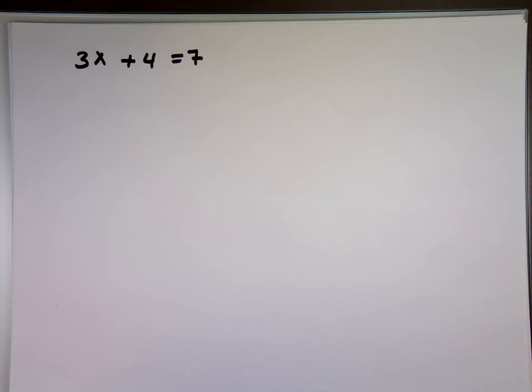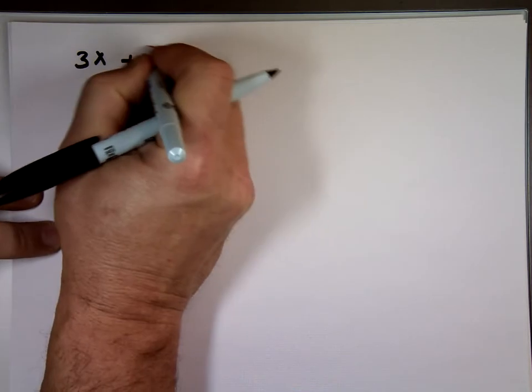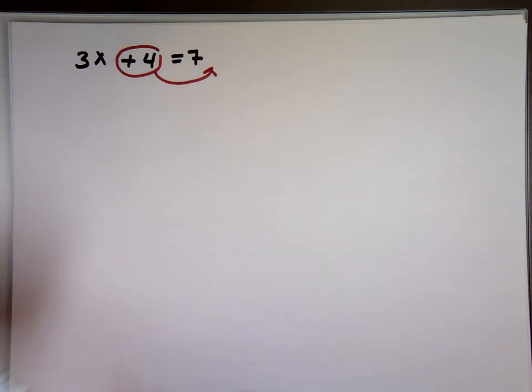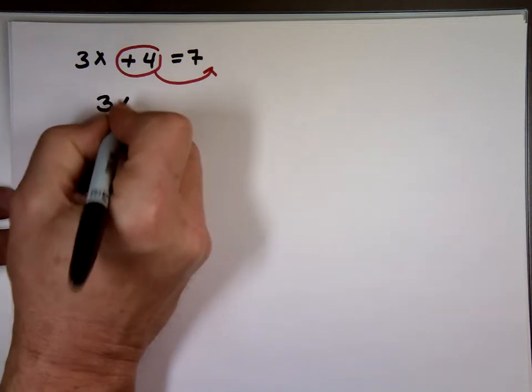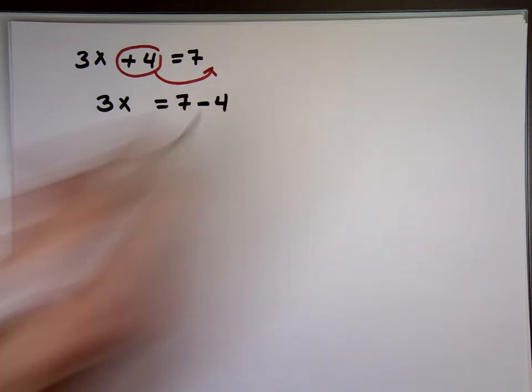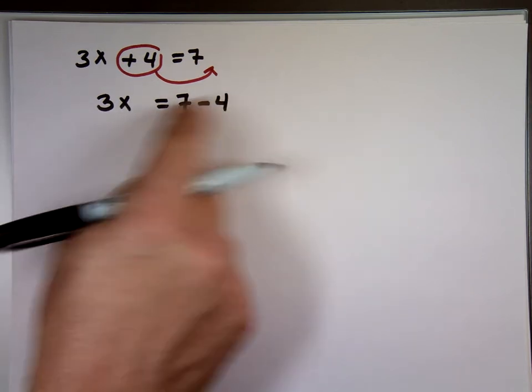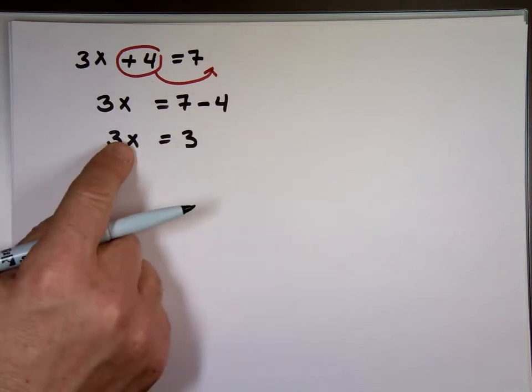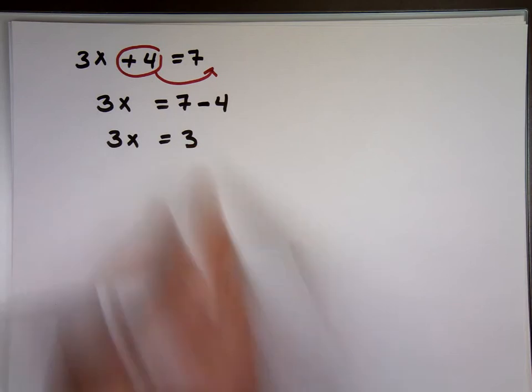Again, remember my goal. X is on one side, numbers on the opposite side. That's the first thing I'm going to do. So I'm going to take that plus 4, move it from this side to that side. Change side, change what? Sign. This becomes 3x equals 7 minus 4. What is 7 minus 4? 3.